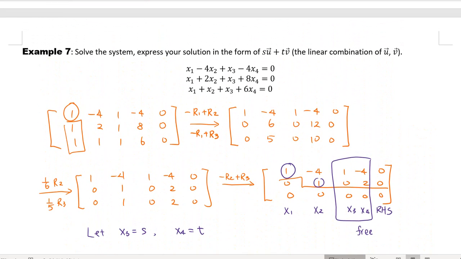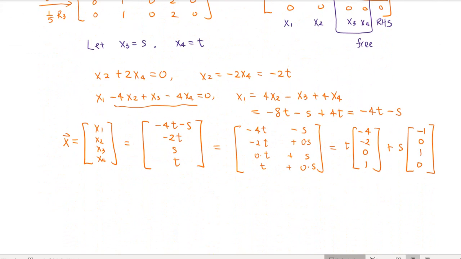And so we say this guy is u, su plus tv, so this guy is v. Okay? So that's why you can see u is minus 1, 0, 1, 0. And v is minus 4, minus 2, 0, 1. And then we can express our solutions as a linear combination of u and v. Okay? So that finished the problem.